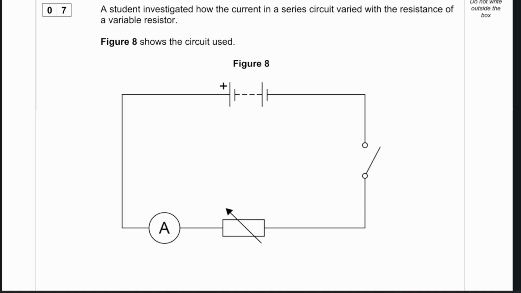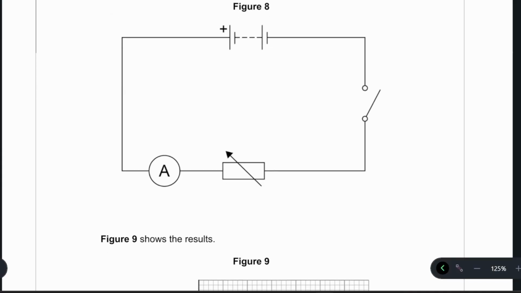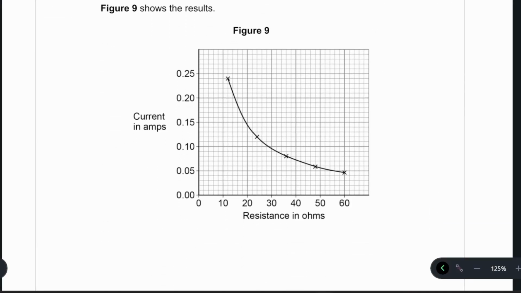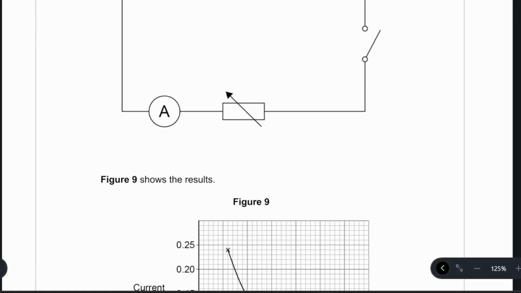Alright, question 7 then. We've got a student investigating how the current in a series circuit varies with the resistance of a variable resistor. So that's the circuit she used, and this is the graph that they got. You've got resistance on the x-axis and the current in amps on the y-axis. The resistance is the resistance of this variable resistor, and this is your current that you're measuring.